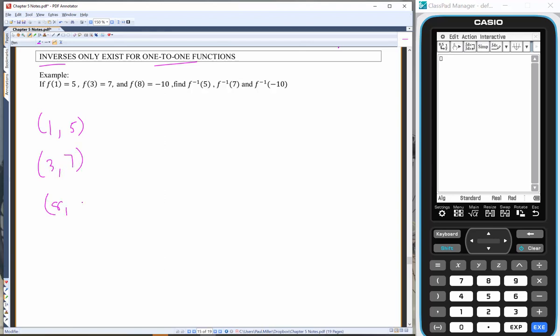And if I stick 8 into the function, -10 comes out. So this is the original. This is what happens with f of x. Now we're looking at f -1 of x. Okay, this is the inverse function.